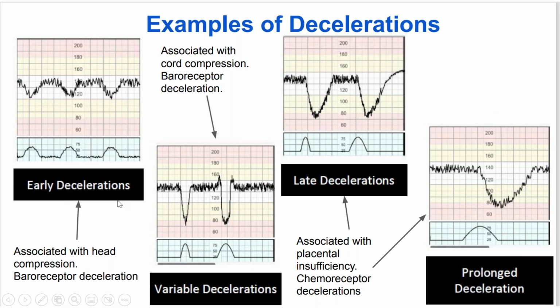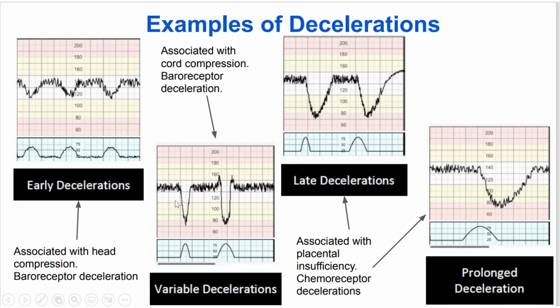So early deceleration, as I mentioned, coincides with the uterine contraction, and mostly occurs because of head compression in the first stage of labor or in the second stage of labor, that can stimulate the baroreceptor, and that can cause slowing of the fetal heart rate.